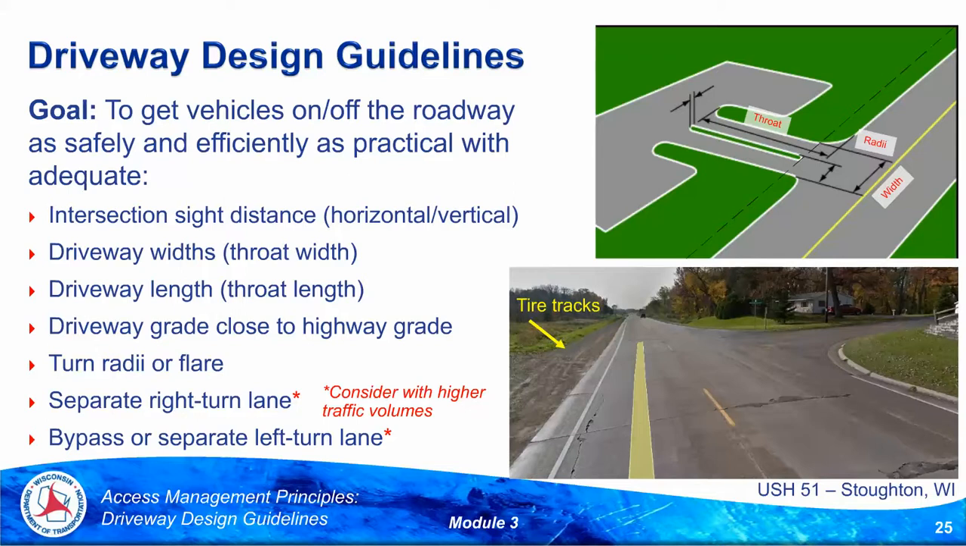And in this situation, the bottom photo, you can see tire tracks on the shoulder. This is a situation where we may consider actually adding a bypass lane across from this access since traffic is already operating this way.